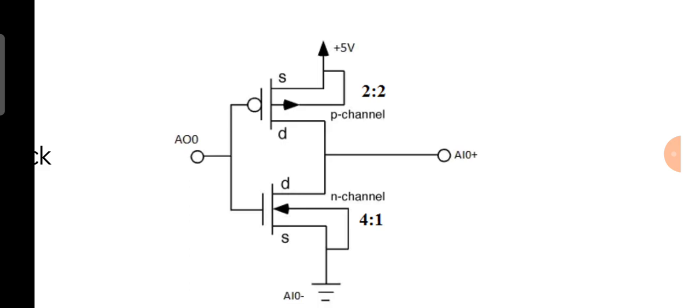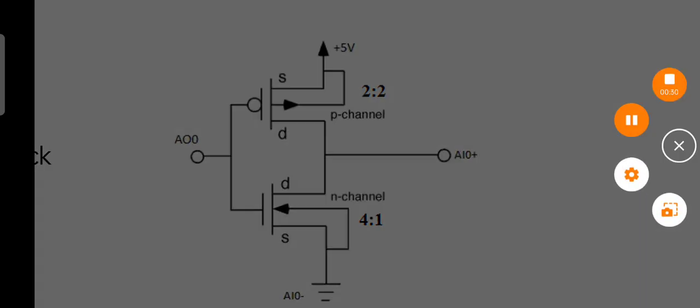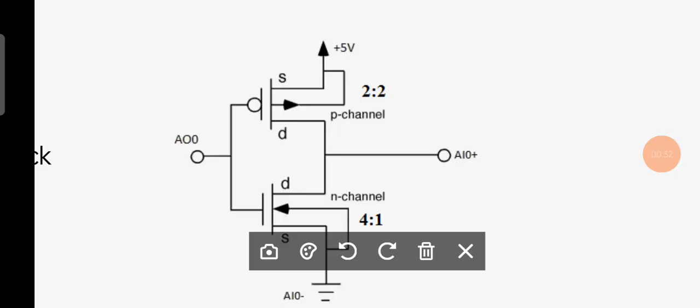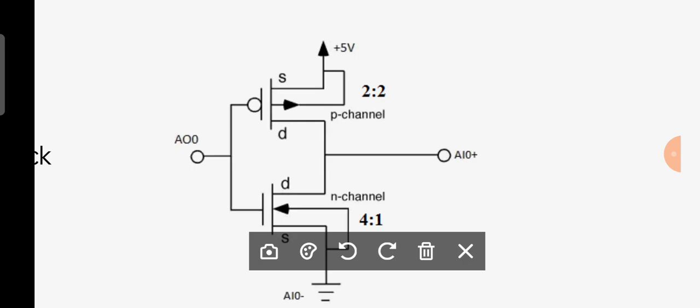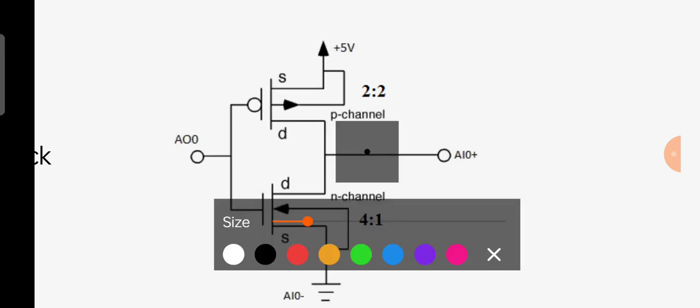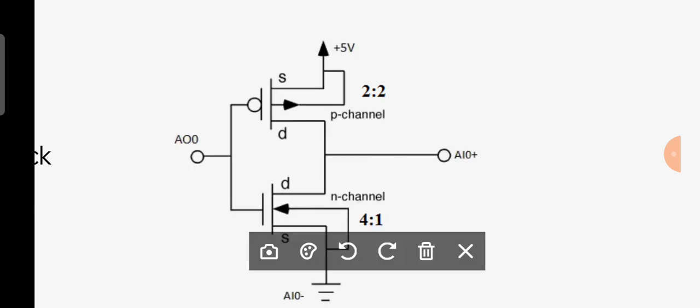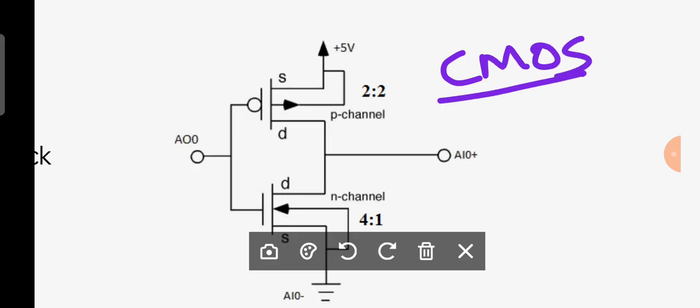Is it okay? Now, first of all, you should look at which type of inverter it is, whether it is an NMOS inverter or whether it is a CMOS inverter. Can anybody try to tell by observing this figure for a while? Yeah, absolutely. It is a CMOS inverter. I hope you are clear. It is a CMOS inverter.